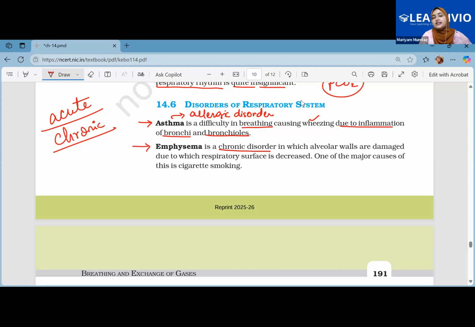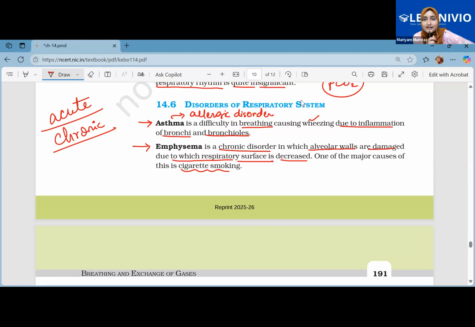So emphysema is a chronic disorder in which the alveolar walls are damaged, due to which the respiratory surface is decreased. One of the major causes of this is cigarette smoking. So when the person smokes a lot, that tobacco chunk, or what is it called? Tar starts getting deposited in our alveoli. Okay, because of which. Gutka, right?